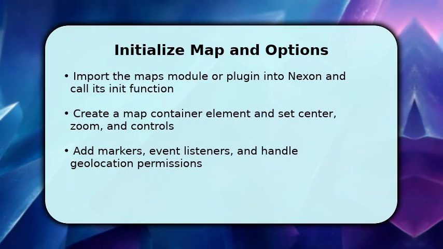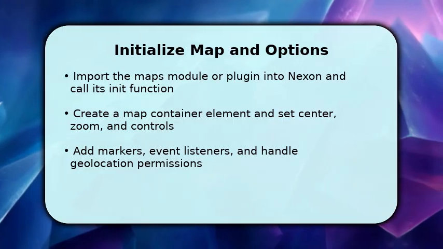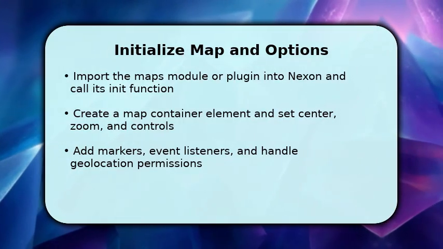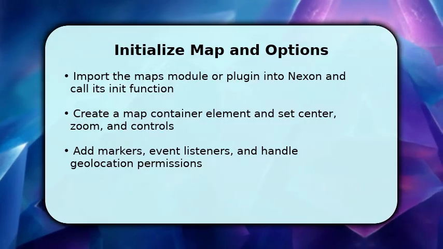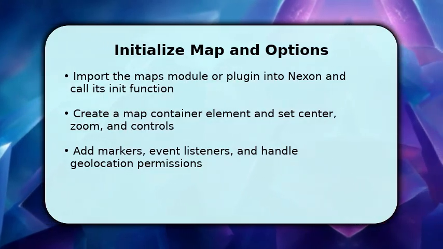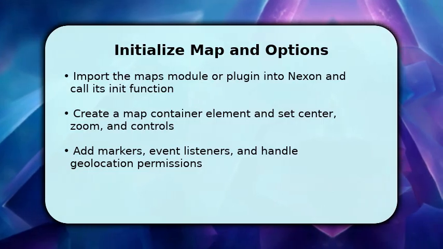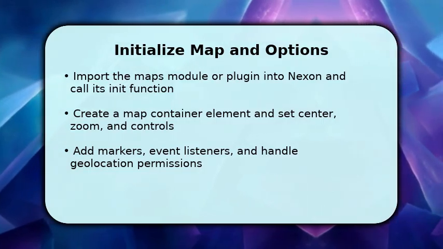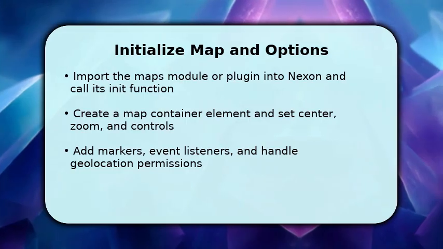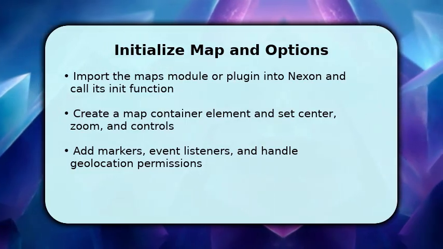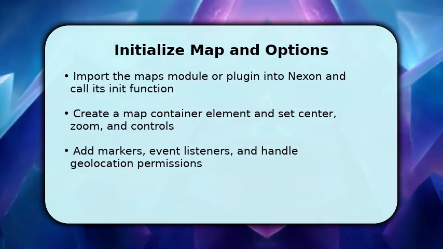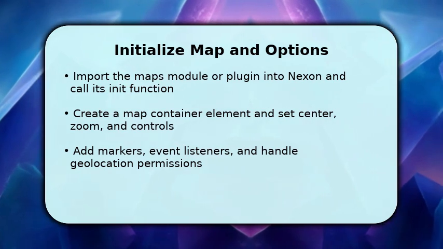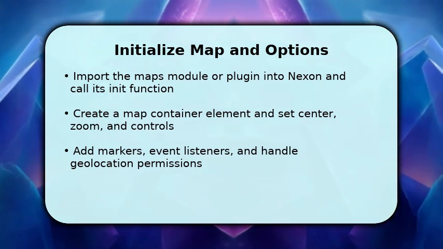Then create a visible map container in your UI and initialize the map with a center coordinate, zoom level, and control options so it renders predictably. Make sure to add necessary markers and attach click or drag event listeners. Also request geolocation permissions when required. Without user permission, you won't get real-time location, so handle deny and fallback states gracefully.